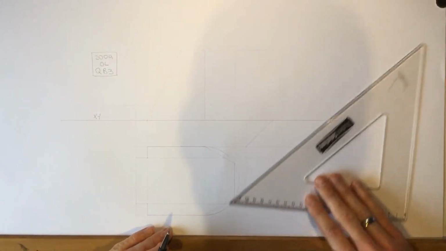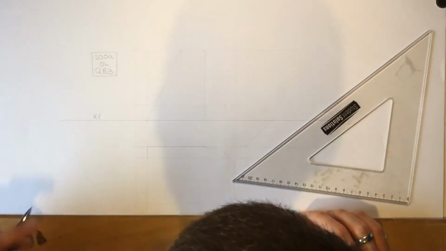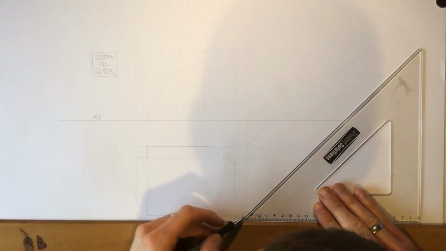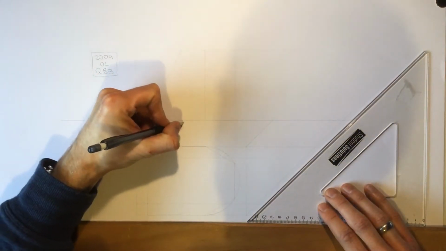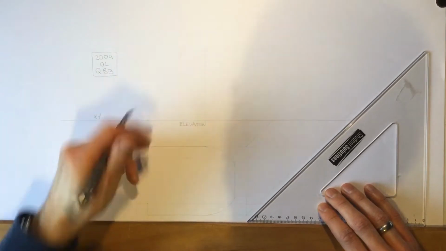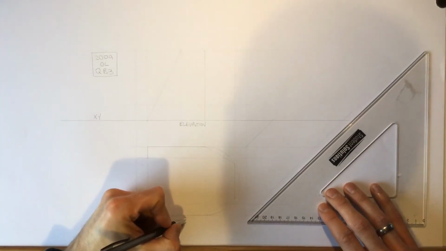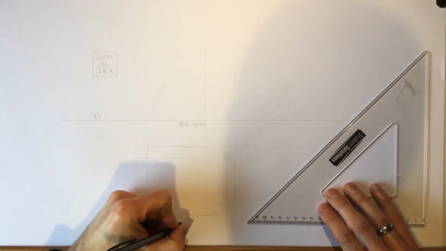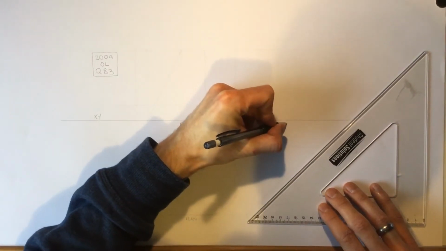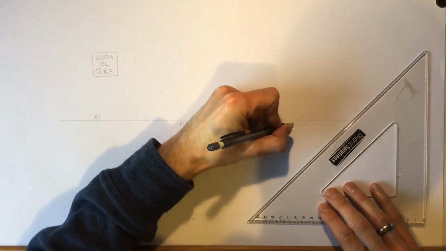So I'm bringing over all the relevant points straight across here, to the right hand side of the plan. Okay, so I label my views. Elevation is here, plan is down here, and the end view is going to be over here. End elevation, end view, same thing.